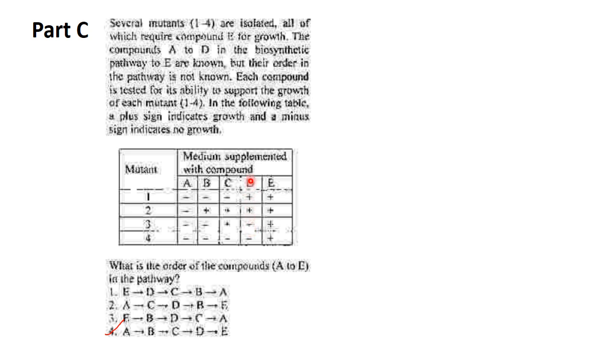Then substrate for D will be 1 plus less than in D, so that will be C. Substrate for C will be 1 plus less than in B, so that will be B. And so substrate for B will be all minus, so it will be A. So the answer here will be A to B, B to C, C to D and D to E. Answer will be option 4.